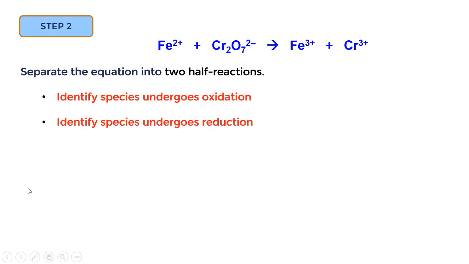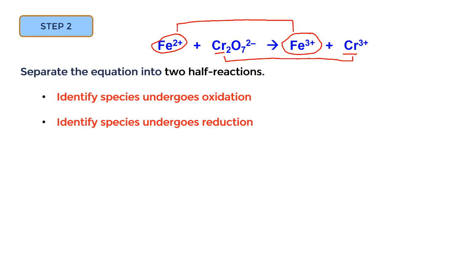Let's say I would like to compare the oxidation number of iron. So, I will compare the oxidation number of iron 2 plus and iron 3 plus ion. So, this is one pair of half equation. And another one, I need to compare the oxidation number of chromium atom in dichromate ion and chromium atom in chromium 3 plus ion. So this is the second pair.